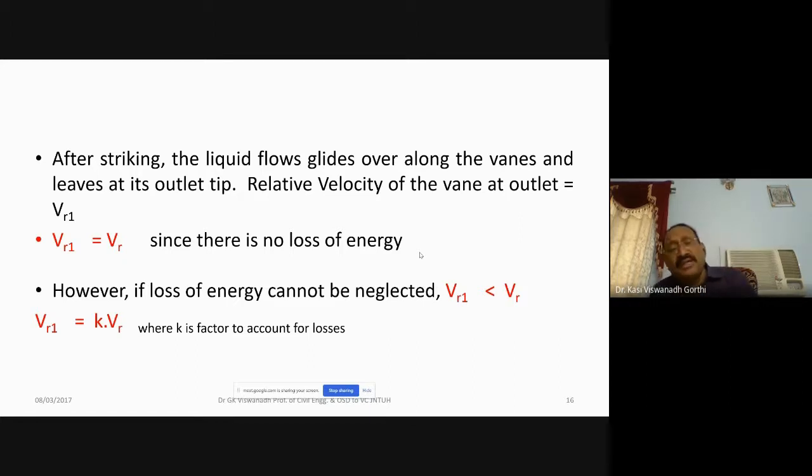Provided that there is no loss of energy, you may take VR1 equal to VR. However, if there is loss of energy which cannot be neglected, then VR1 should be considered, which may be less than the relative velocity VR. So VR1 can always be expressed as K into VR, where K is a factor to account for the losses. If I say 10% losses are there, what would be the value of K? K would be equal to 1 minus 10 by 100, that is 0.9.